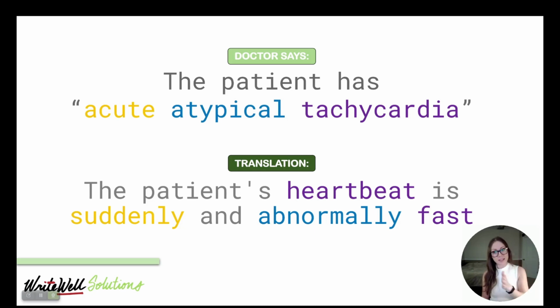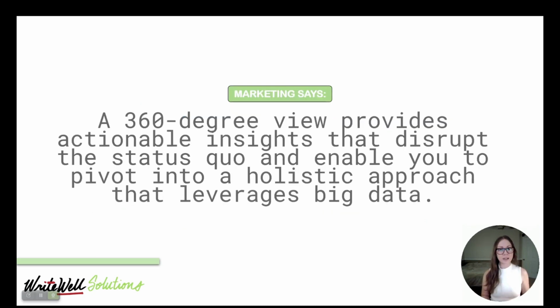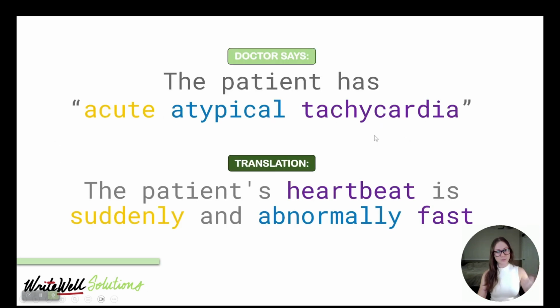If we were to break down each of these words, acute means suddenly. It just happened very quickly. Atypical means not typical, it is abnormal. This is not normal. And tachycardia refers to the heartbeat beating abnormally fast. So it's a quick heartbeat. That's an example of when it would be a good time to explain, given that your audience does not know anything about this terminology and could benefit from a little bit more context.